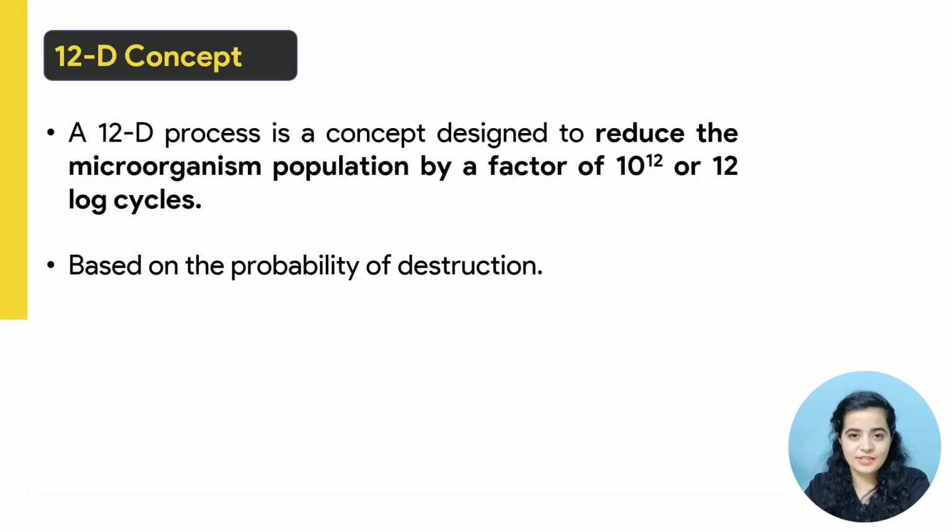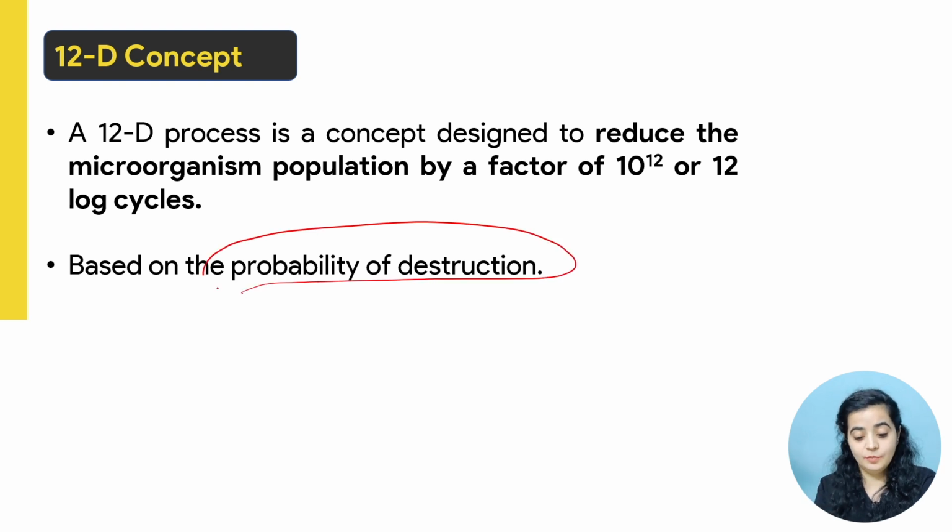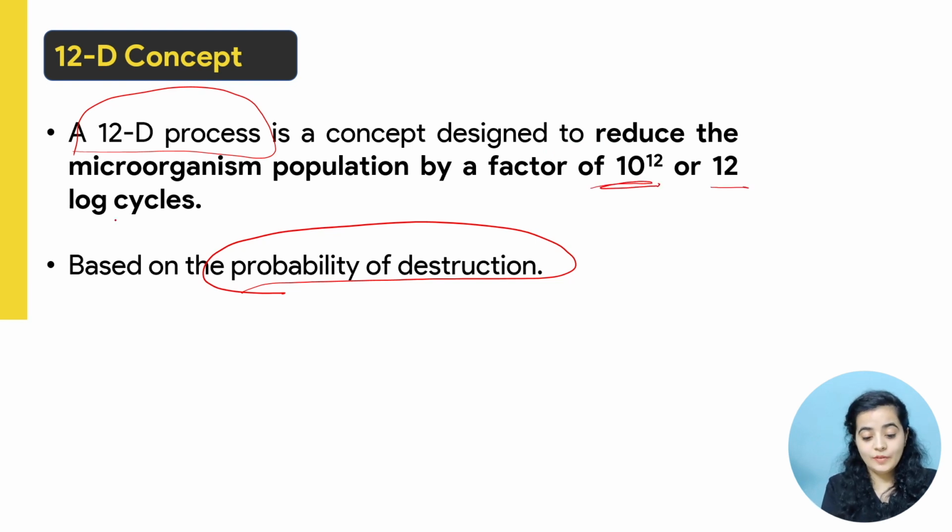Next is the 12D concept. Now at the time of thermal operations, our ultimate aim or goal is to destroy all the microorganisms, or especially the pathogenic or spoilage microorganisms. Now this is based on the probability concept, because we can never ideally reach the zero population. So a process was set as that is a 12D process based on the experiments of scientists, that it is a concept designed to reduce the microorganism population by a factor of 10 raised to power 12 or 12 cycle.